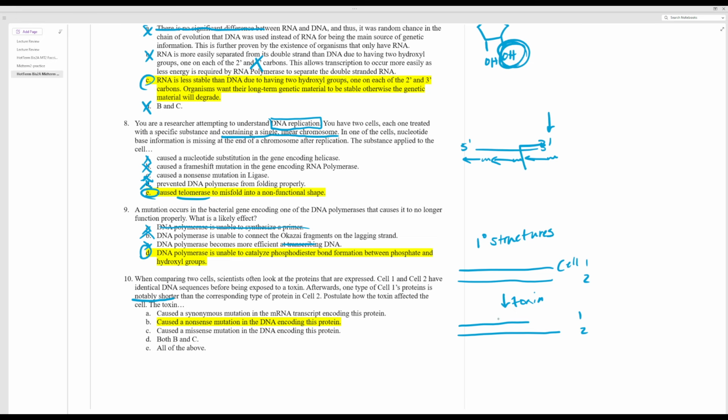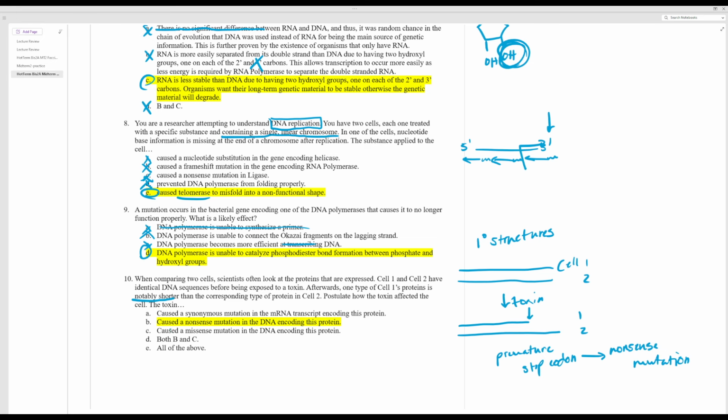Well, what would cause my protein to be so much shorter? Well, this would be due to a premature stop codon. Okay, right? So there was an error. All of a sudden, this at the end, instead of coding for another amino acid, is now coding for a stop codon. The ribosome comes across it, is like, oh, time to stop, and it stops prematurely. So we're looking for a premature stop codon, aka a nonsense mutation.